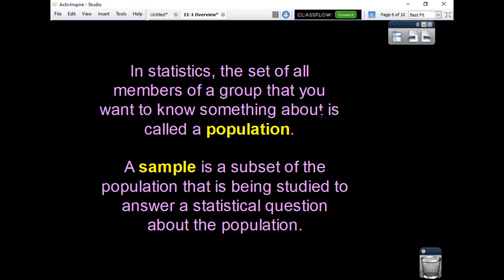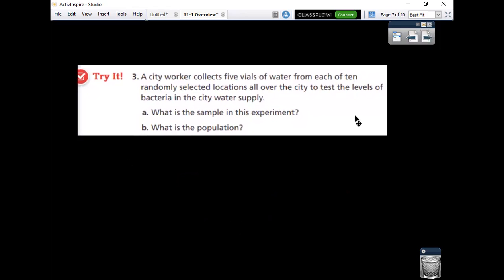So the difference between a population and a sample. The population is all the members of the group that you want to know something about. So if I want to know about all of the school and I ask a portion of the people in the school at random, the portion in the school I ask is the sample, and the population is the school. If I want to know about a certain city, then I would have the city as my population, and I ask at random people from the city. So population and sample.